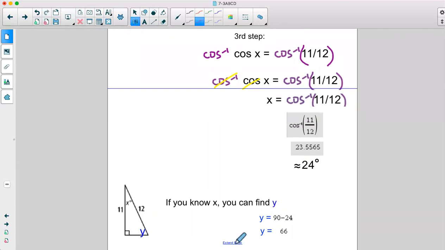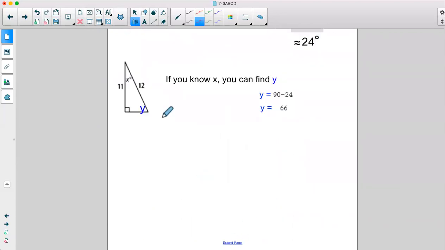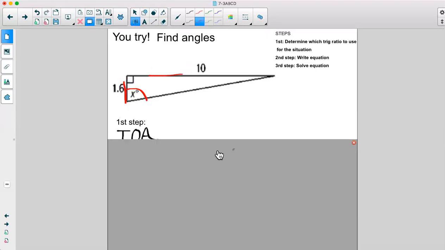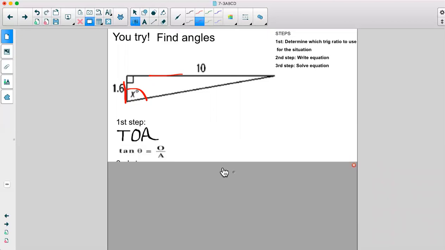And then once we know x, we can find y, because we know the two acute angles inside a right triangle are always complementary. Pause, find the missing angles, and then press play for the solution. Which trig function involves an angle, the opposite leg, and the adjacent leg? That would be TOA. Tangent of an angle equals the opposite leg over the adjacent leg.